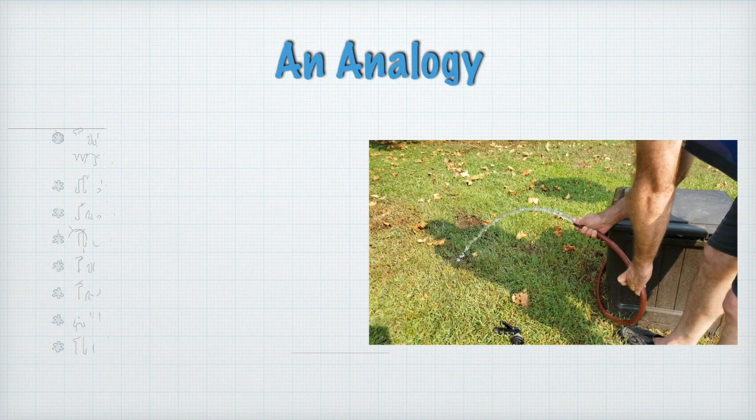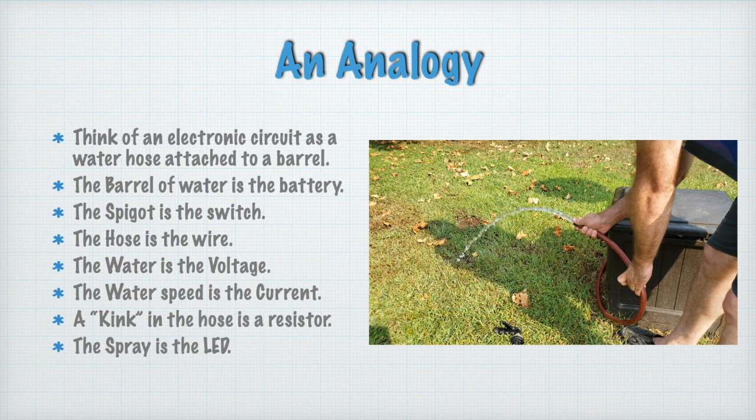And just to give you an analogy, think of the electronic circuit as a water hose that's attached to a barrel. And there's a little video that I'll play here in a minute. And the little box that you see, we'll pretend that it's a barrel that's full of water, and that hose is attached to it. That's actually just a hose reel. But anyway, we'll just pretend it's a battery for the purposes of this video. The spigot on the barrel is the switch. The hose is the wire. The water that's running through the hose is the voltage. The speed of the water going through the hose is the current.